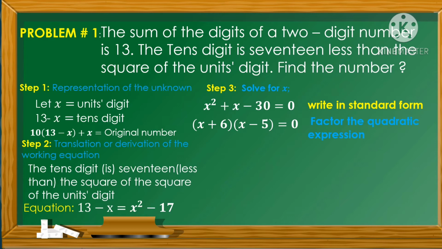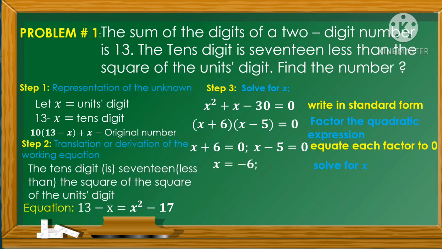So, we have (x plus 6) times (x minus 5). Then equate its factors to 0. So we have x plus 6 equals 0. And the other one is x minus 5 equals 0. Then we have to solve for x now. So we simply transpose positive 6 to the right side. So you have x equals negative 6. And the negative 5 in the second equation, pag transpose yan sa right side, magiging positive 5. So we have two values of x, negative 6 and 5.